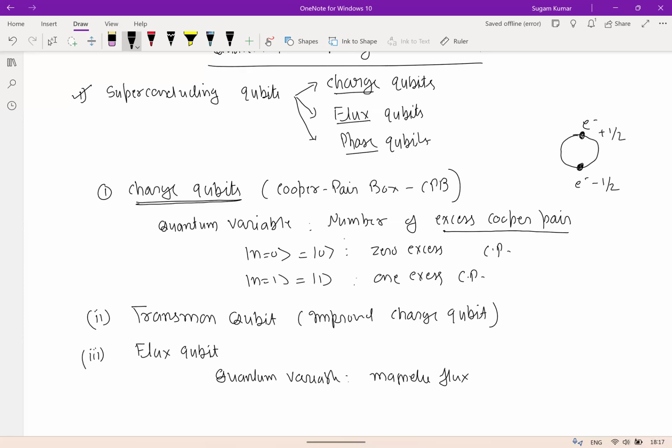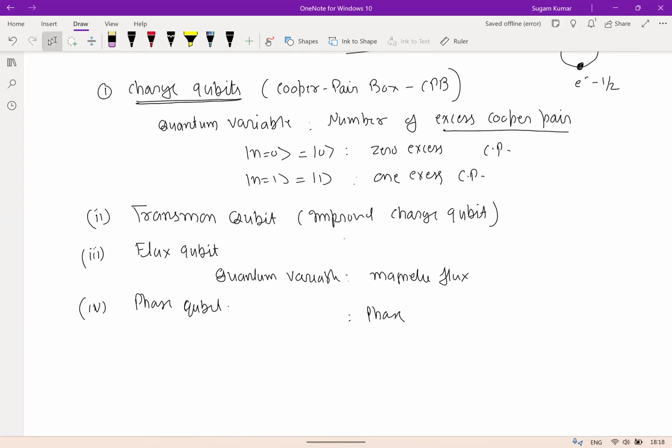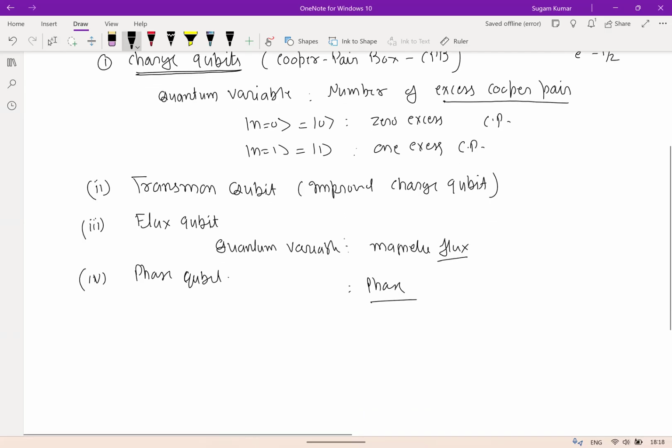Then the fourth category is called the phase qubit. And here the variable is phase. So in the superconducting material, the magnetic flux is also quantized. The phase is also a variable, okay? So you can use them to create qubits.